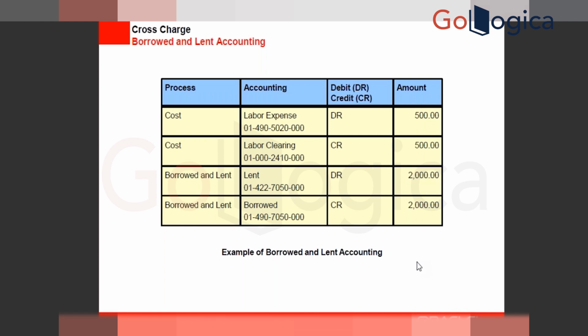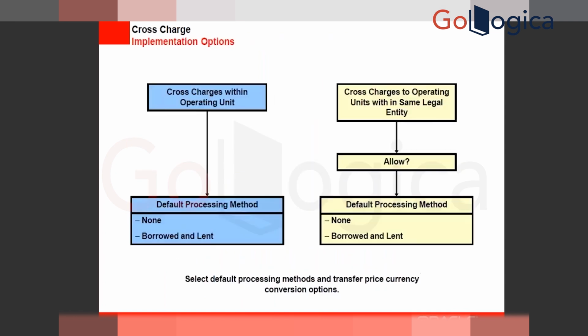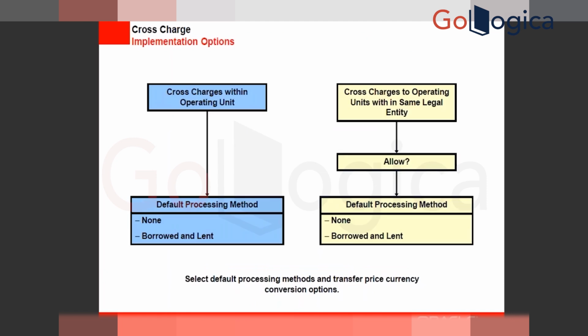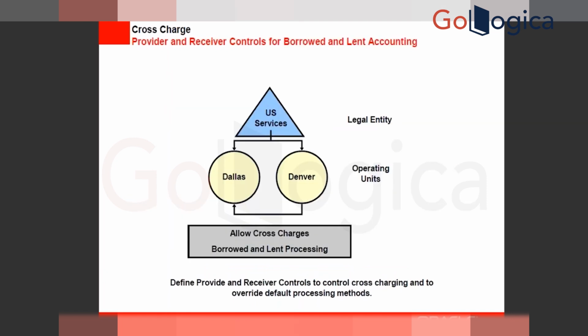Understand? Okay. If you see this now, being a provider, I have my own rules. For labor resources, cost plus 50% extra. For non-labor resources, cost plus 25% extra. Based on this, you are going to provide your services to the receiver, and accordingly you will pass your journals. That's all. Your borrowed and lent job is done.